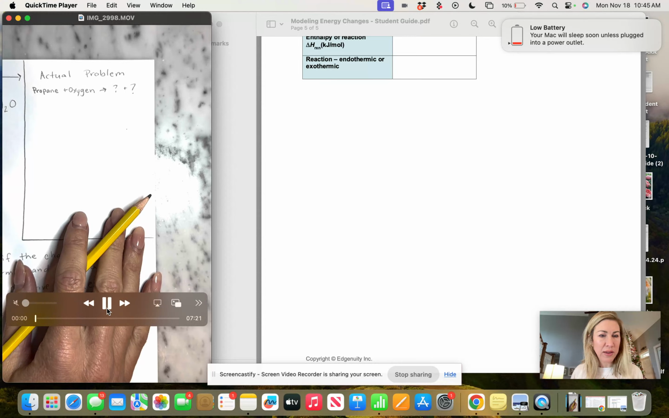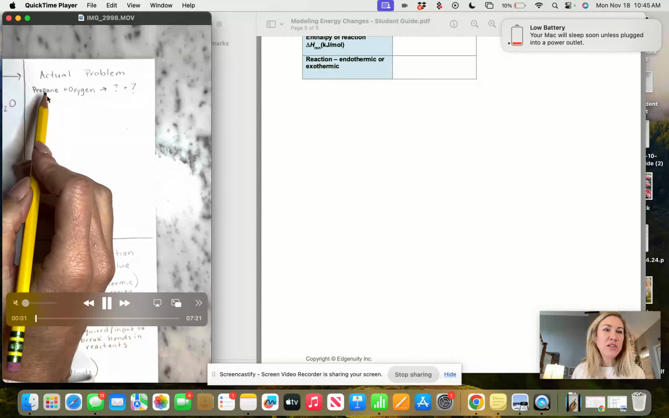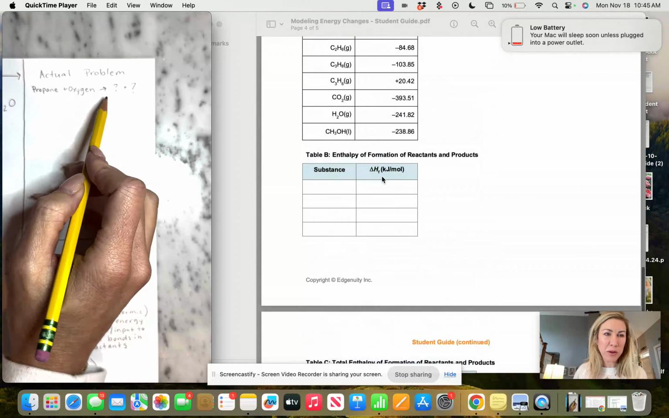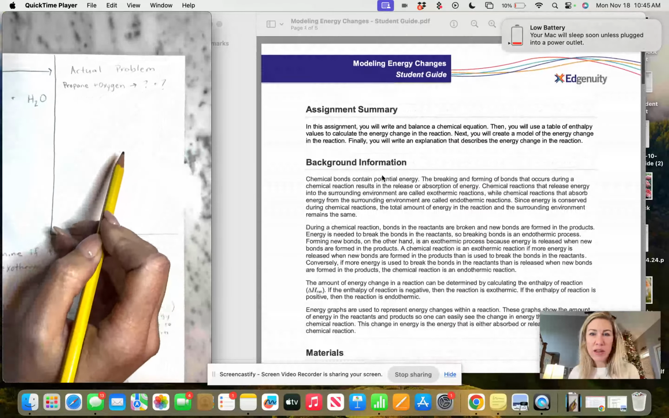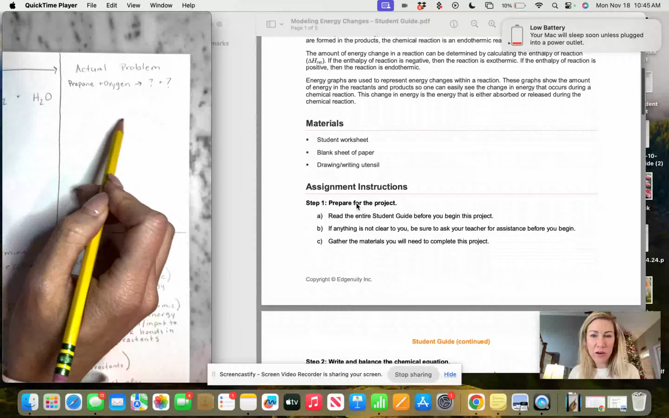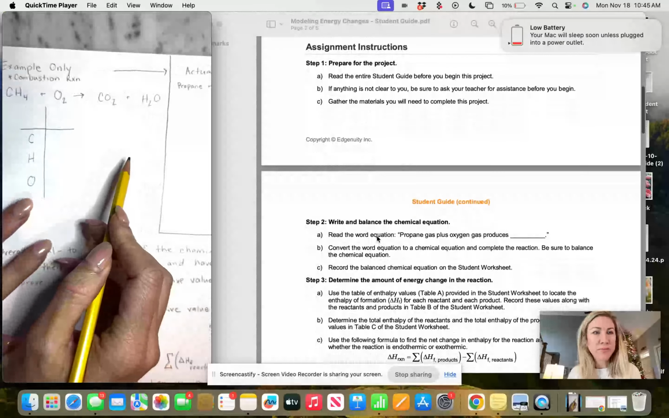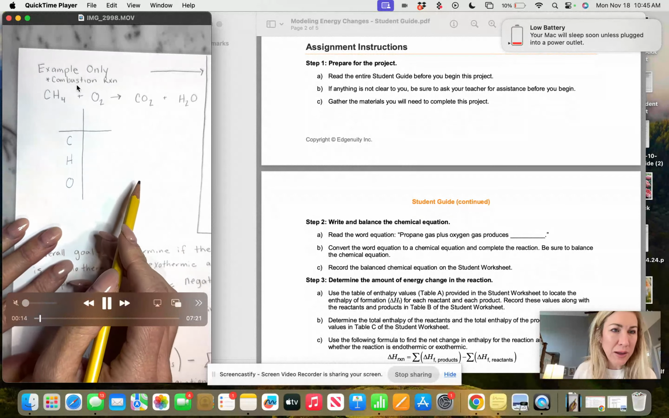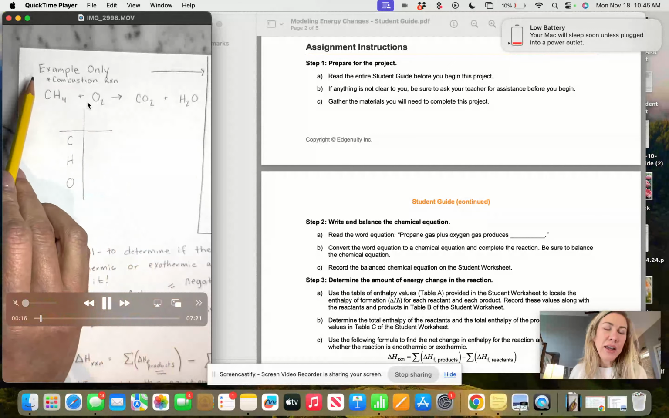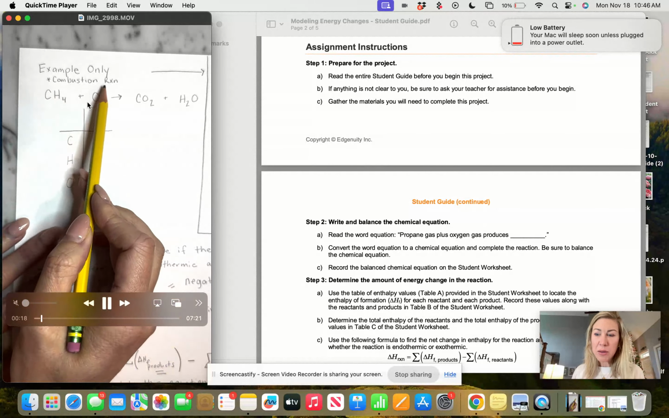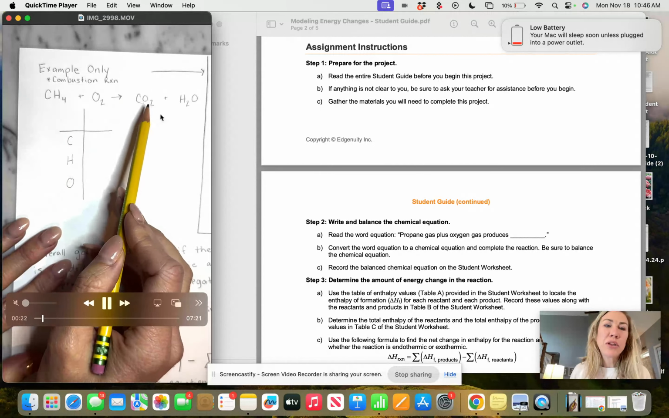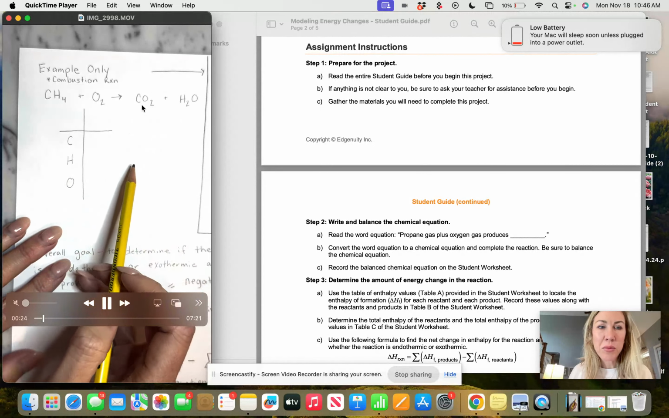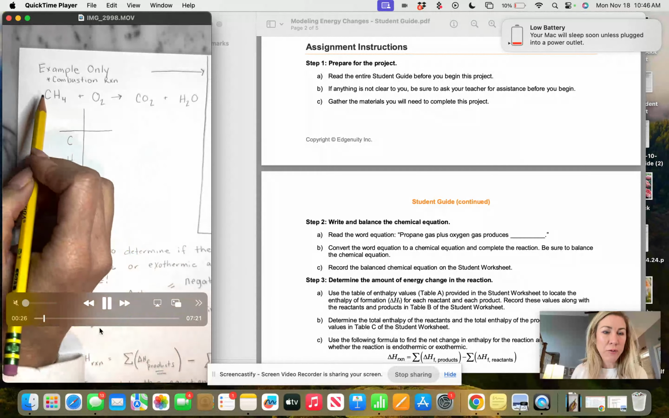So let's play this. So here's the actual problem that you've been presented with. Propane plus oxygen is yielding what products? It talks about that in the preparing of the project. I'm going to use the example of methane and oxygen. It is going to be a similar reaction. It's a combustion reaction. In a combustion reaction, we make two things. We make carbon dioxide gas and we make water.